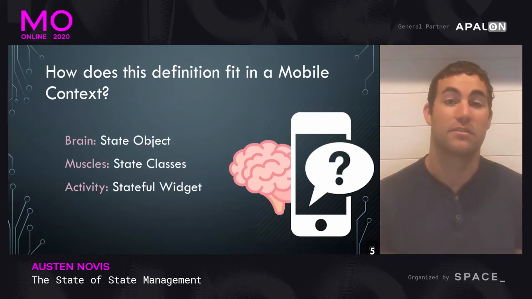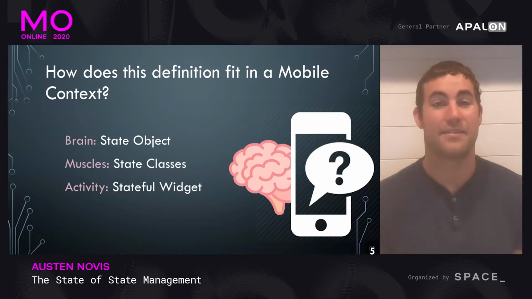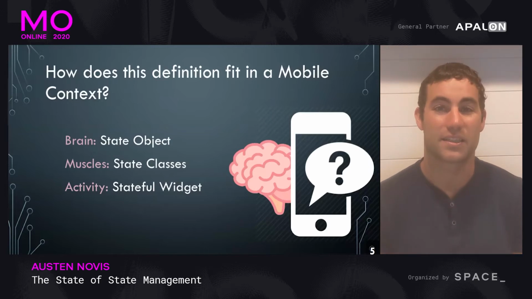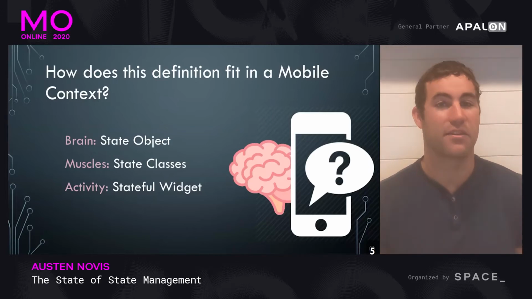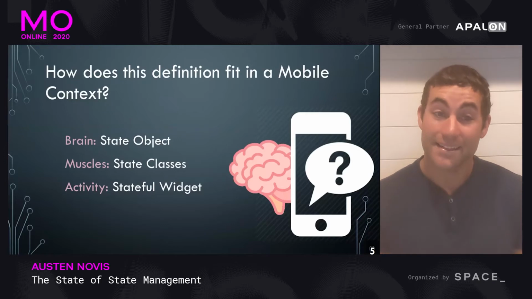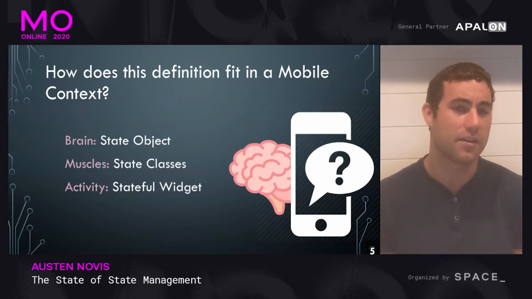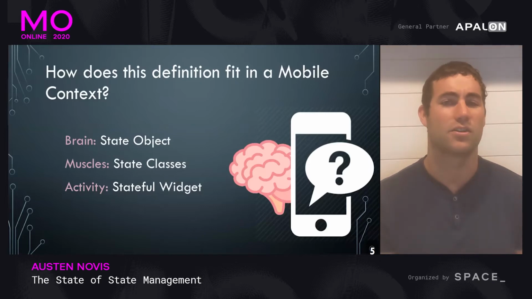Using these definitions from both the medical and engineering fields helps us understand the different uses of state I encountered in the mobile context. For example, state objects store information needed for the rest of the application, just as the brain stores information needed for the rest of the body to function. State classes can be thought of as the body's muscles, which uses information from the brain to enable the body to reach the desired goal.